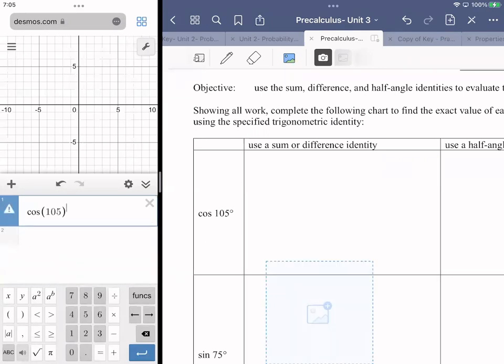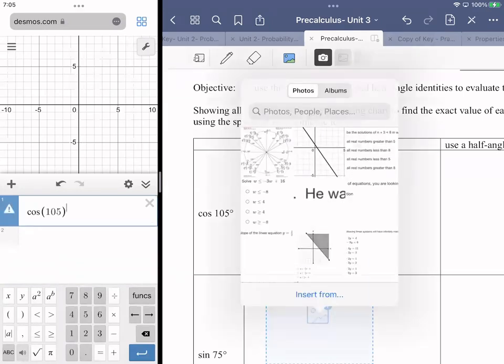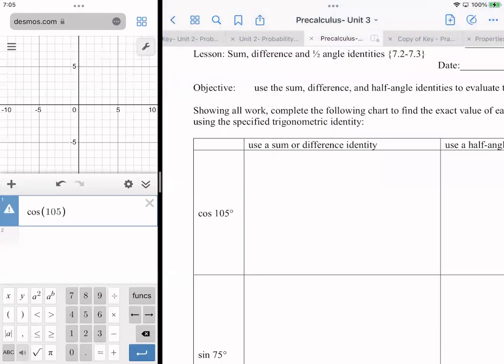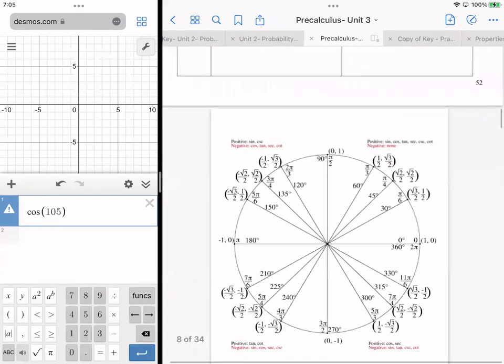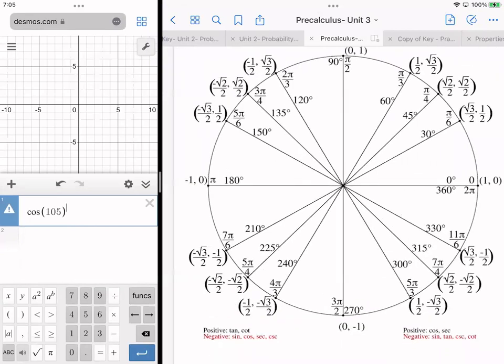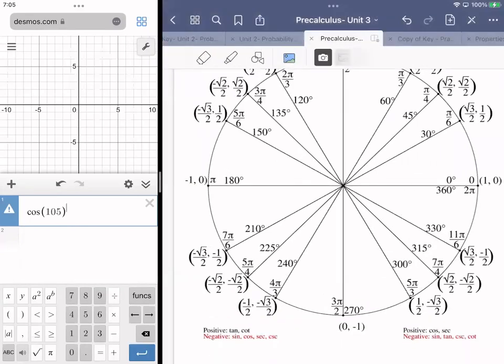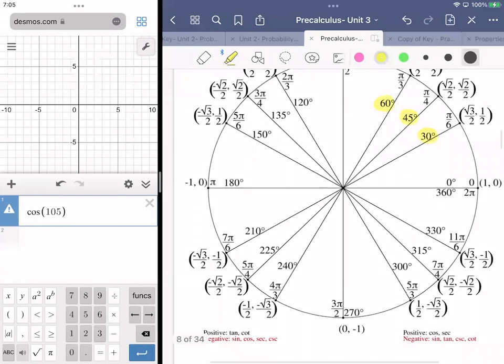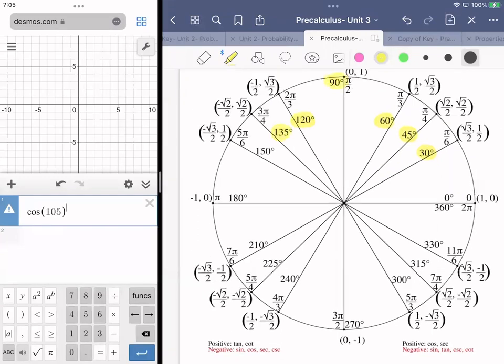So what we need to do, I don't even know what I was about to do here. What we need to do is use a sum identity, well, a sum or difference identity, right? Because even though 105 is not one of our special angles, and when I say special angles, I mean in the unit circle, any one of these angles as you work your way around, we call those special angles. I mean, I don't think I have a patent on that name.